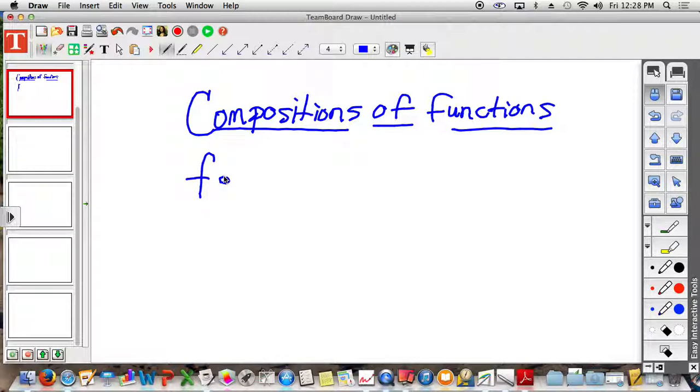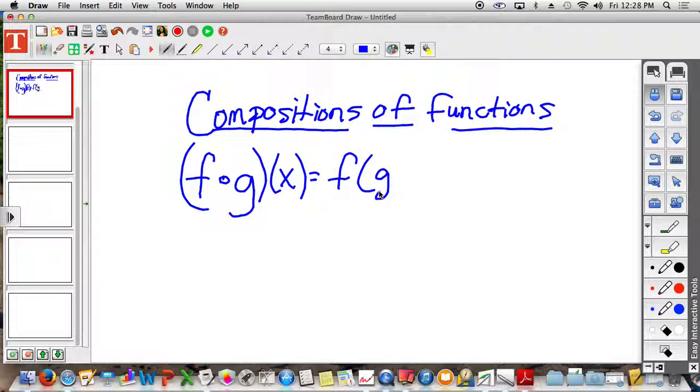F with a little circle, an open circle in the middle, and then G of X. That little open circle in the middle means composition. F comp G of X. And all it means is this. Another way to write this is F of G of X. These two things mean exactly the same thing. So when you see this, it looks like fog. It's not fog because the O in the middle is very tiny.